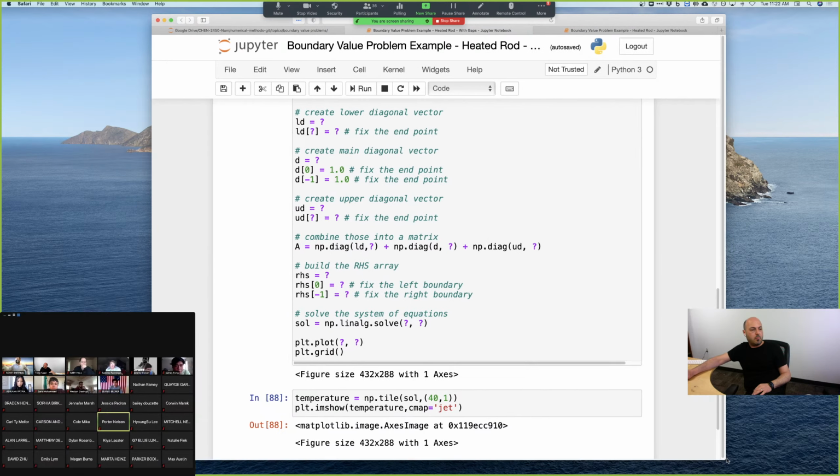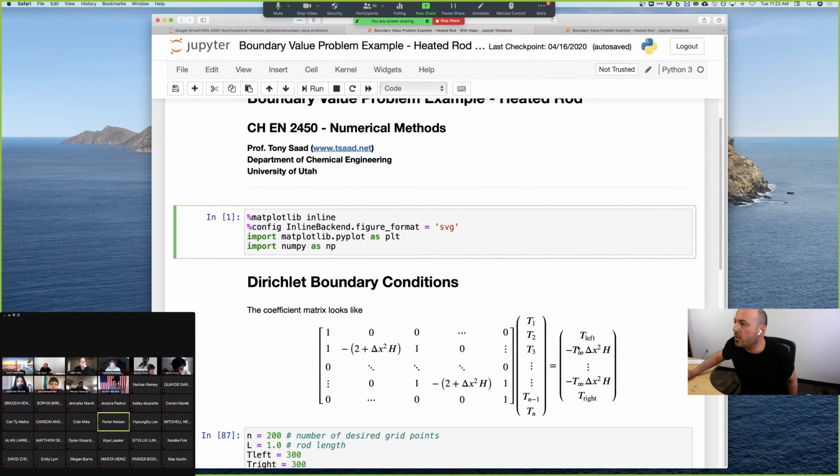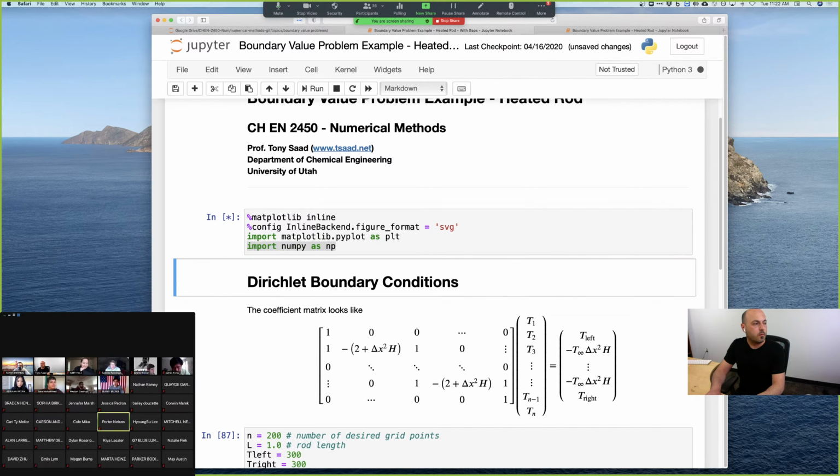I'm hoping you got your notebook up and running. As usual, I've got the boilerplate ready for you over here. I'll give you a few more seconds to get the notebook. Anyone still working on getting the notebook? Okay. Run the basic matplotlib imports, etc.